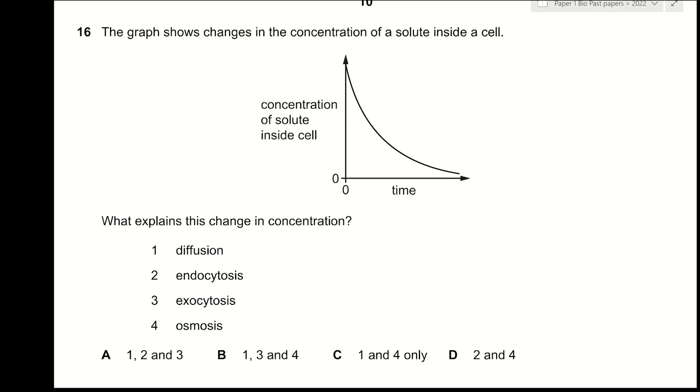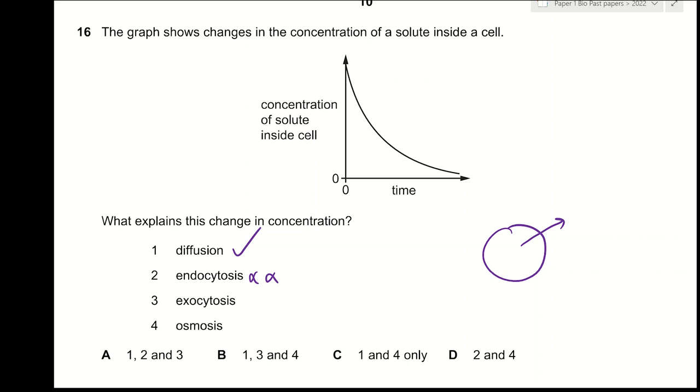Question number 16. The graph shows changes in the concentration of a solute inside a cell. What explains this change in concentration? Let's start with diffusion. Obviously, if solute diffused out of the cell, this would decrease its concentration inside the cell. So this is correct. Now to endocytosis. Now endocytosis is not specifying what's entering the cell. It might be even more solute. Therefore, most likely it will not decrease the concentration of solute. It might actually increase it.